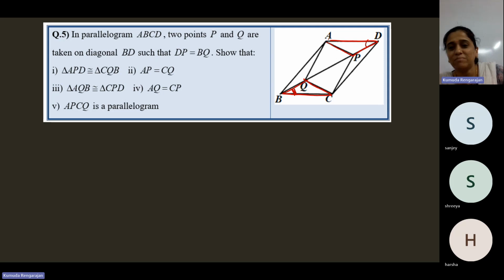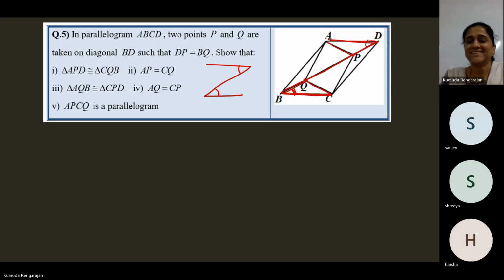Alternate interior angles, parallel line, transversal, parallel line. Harsha, I don't know if you're trying to say something, but it's not audible. Kindly disable your mic. This angle is equal to this angle. Alternate interior angle is equal. So what's the rule? SAS rule, the two triangles are congruent. So CPCT, you have AP is equal to CQ.